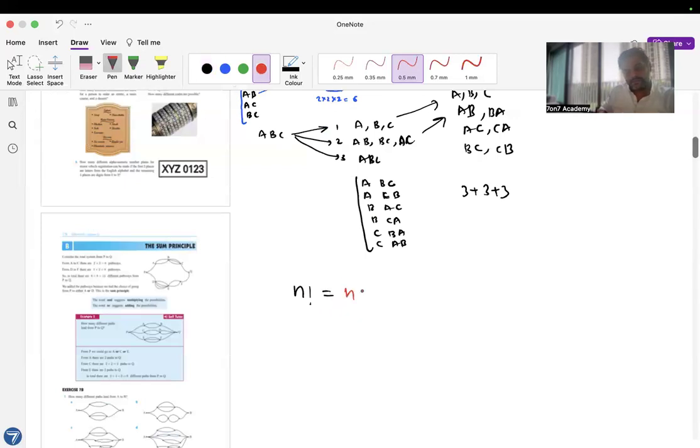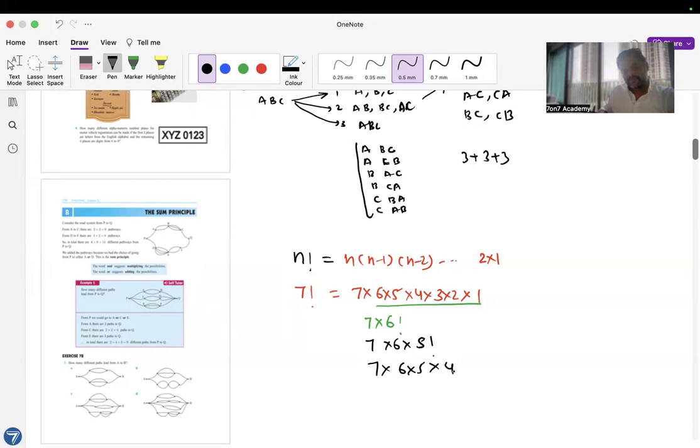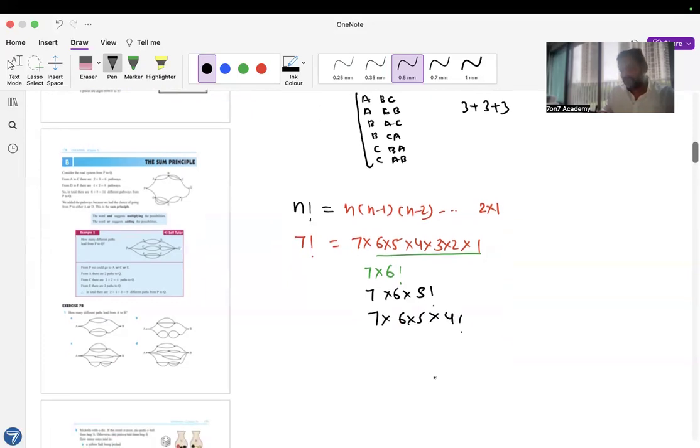What it is: n minus 1, n minus 2, it goes till 1. So what is 7 factorial? Isn't it 7 into 6 into 5 into 4 into 3 into 2 into 1? And isn't this 6 factorial? So 7 times 6 factorial. If you have 7 times 6 times 5 factorial, then you have 7 times 6 times 5 times 4 factorial. So you could expand it as your requirement.